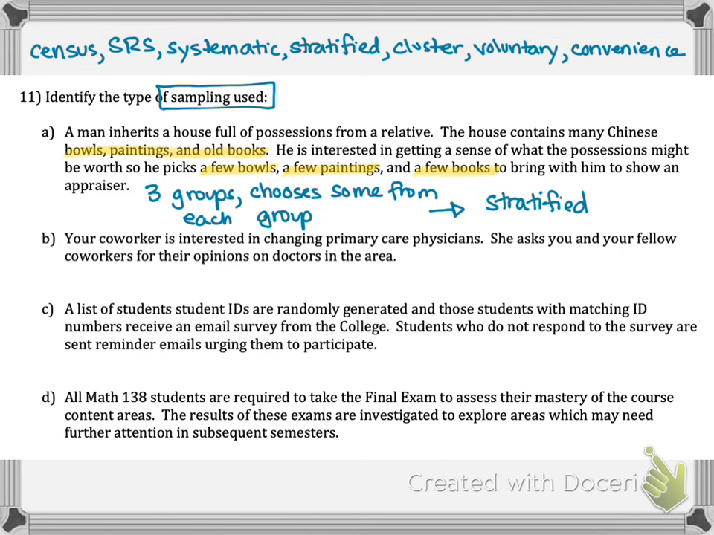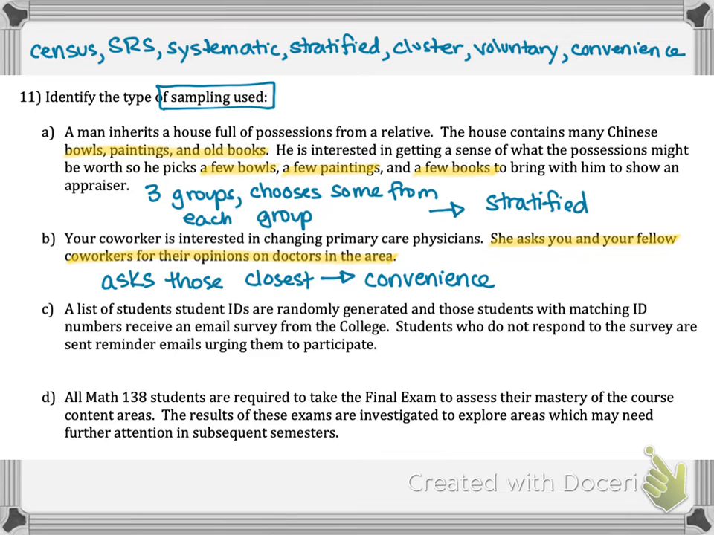All right, let's go to the next one. Your coworker is interested in changing primary care physicians. She asks you and your fellow coworkers for their opinions. She did not plan. She did not use randomization. She simply asked those closest. This was easy and lazy. So this is a convenience sample.